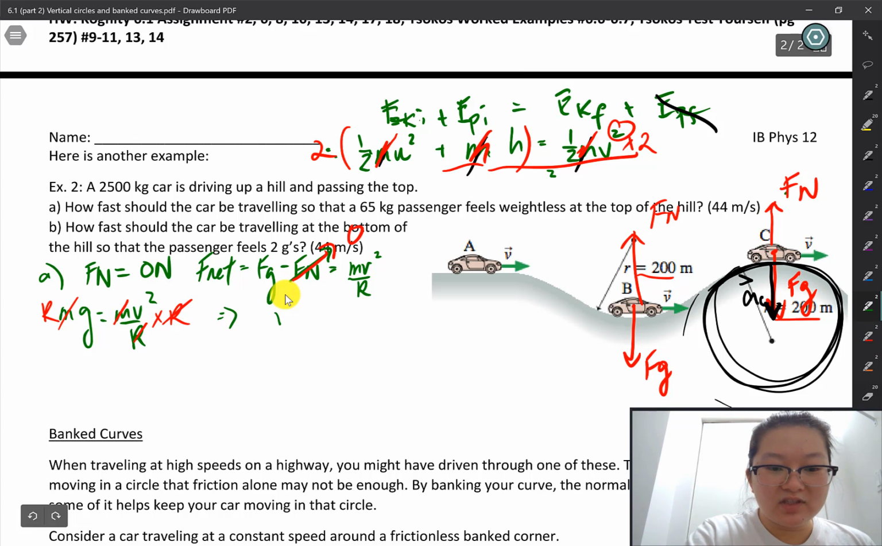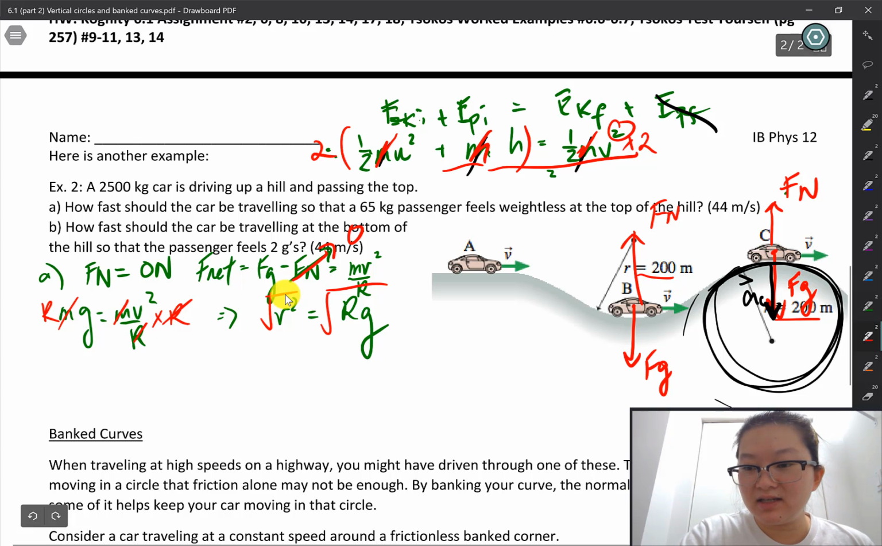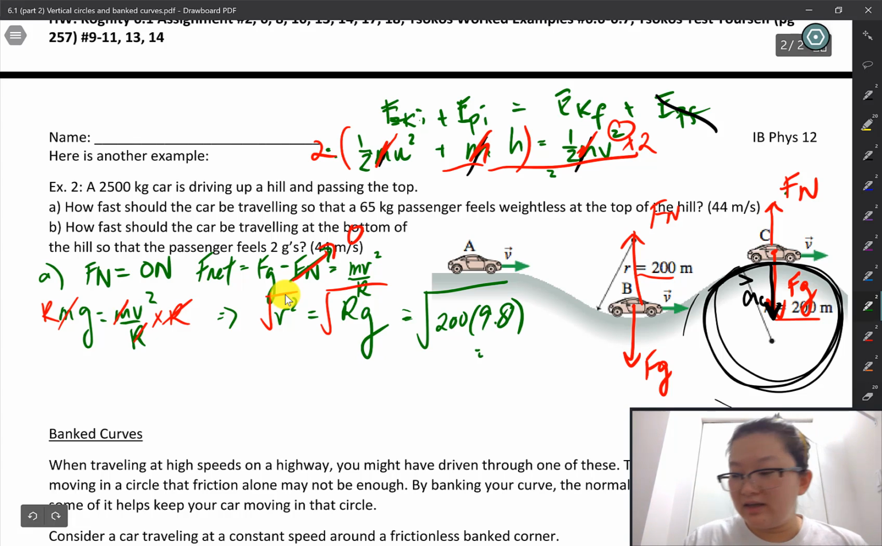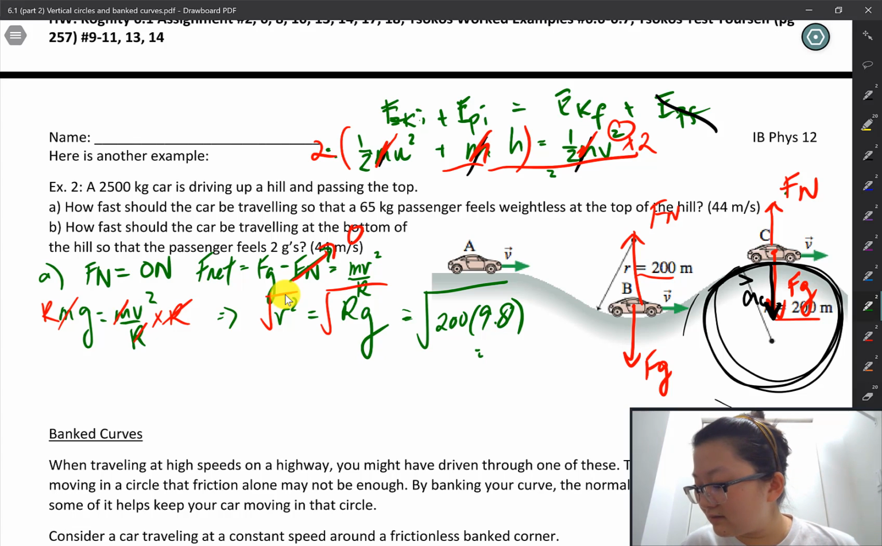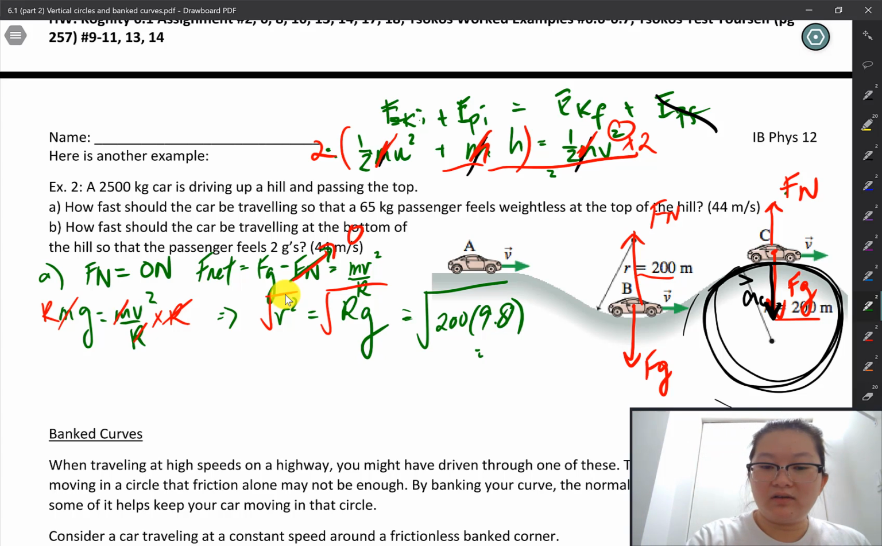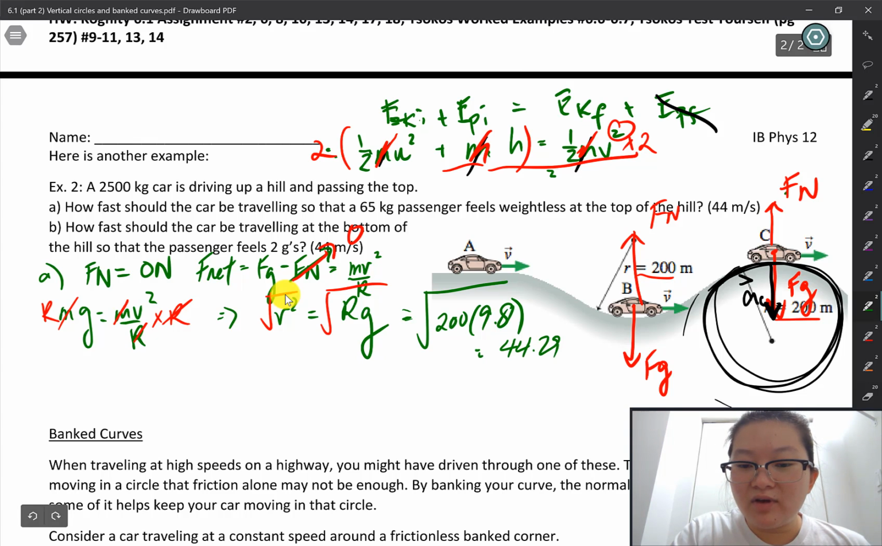And we're going to get v squared is going to be rg, and all we need to do is just take the square root of both sides, which we are going to get the square root of the radius, which is 200 meters, times gravity 9.81. And that's going to give us 44.29, and that's going to round to 44 meters per second.